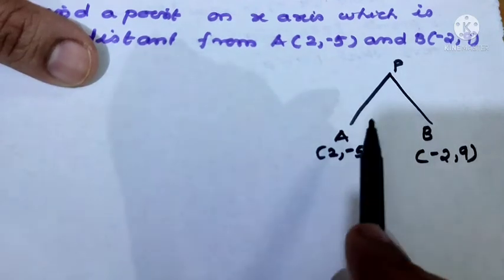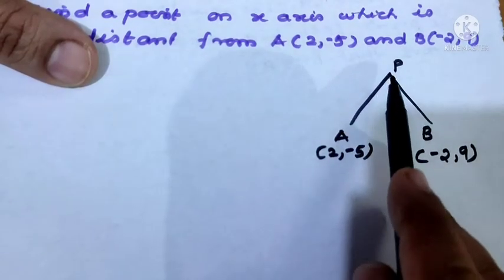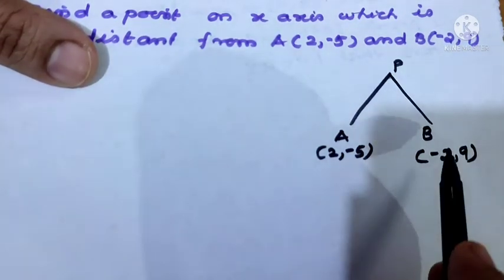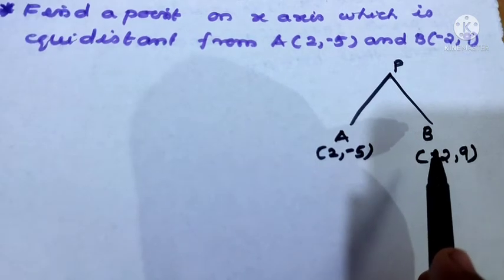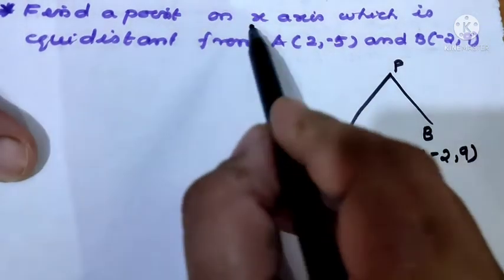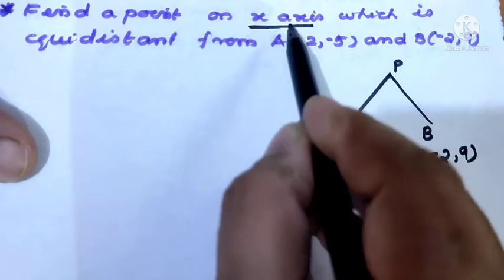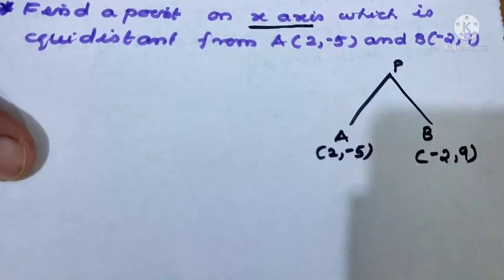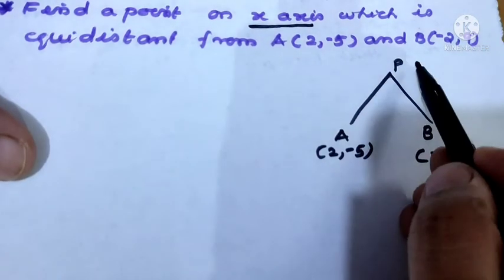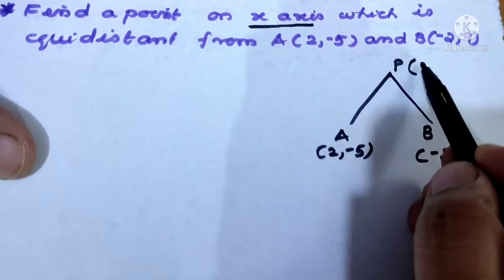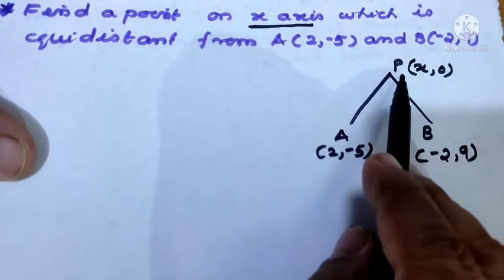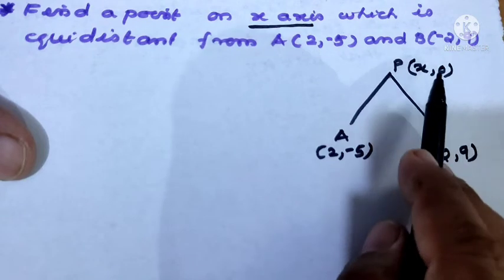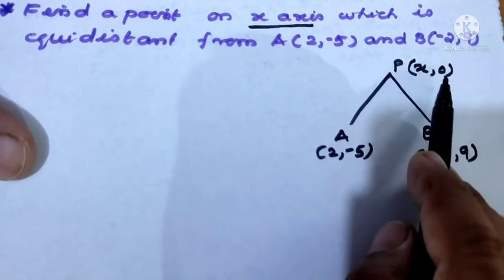What is given? The distance between P and A is the same as P and B also. You can compare with the last question. But here one more condition is given, that the point P is on the x-axis. Any point on the x-axis, we must know the general form is x comma 0, right? So instead of x comma y, what should we take? It is x comma 0.